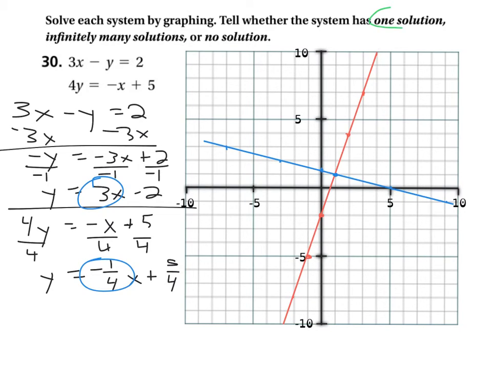And then if they have the exact same slope, then you know you're dealing with one of two things. Either they're never going to meet because they're parallel, or they're landing right on top of each other, in which case there are infinite solutions. So there you go.